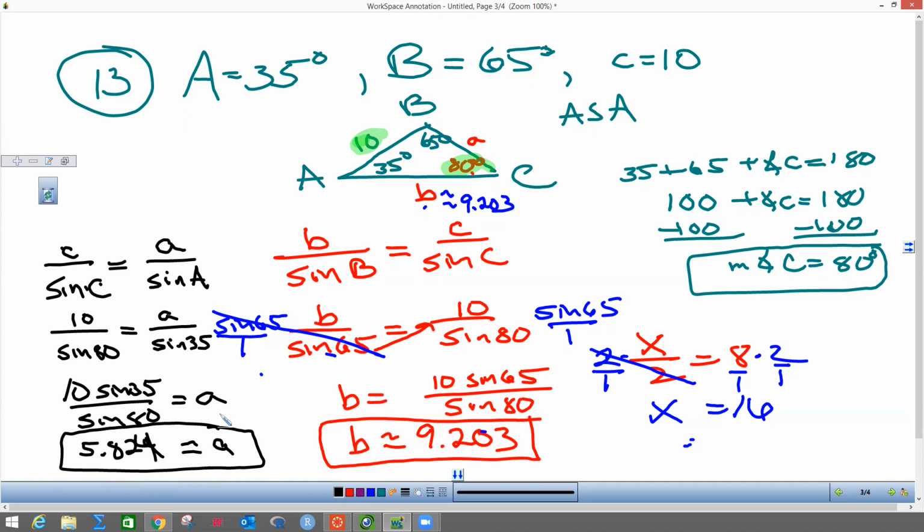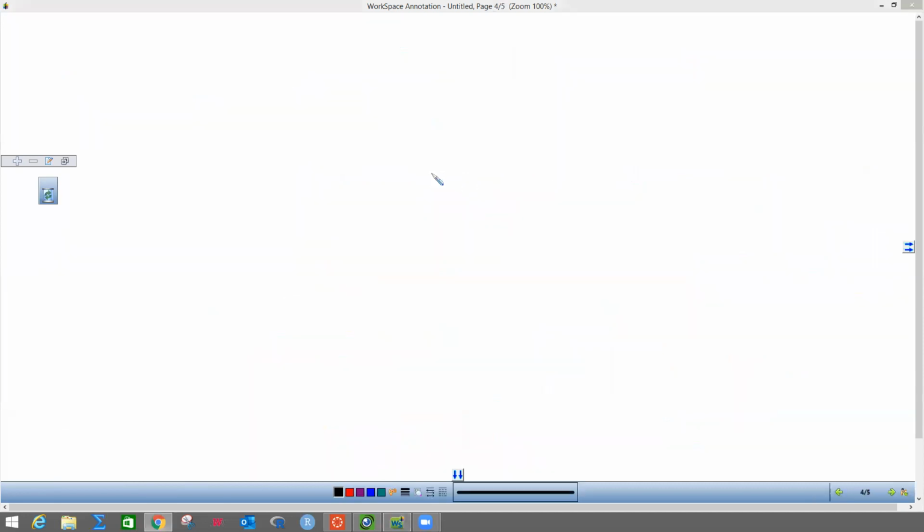All right. Now, I want to do one that's only got one angle given to you, because those are a little harder. So let's do one more problem. Is there one that only has one angle given to us and 2 sides? 17. All right, let's do number 17. So 17 says angle A is 36 degrees, and side A is 8.